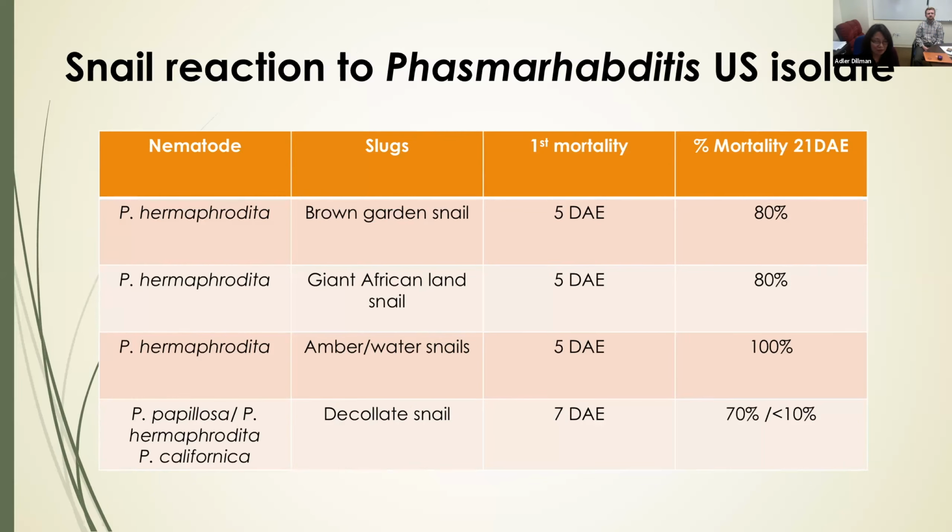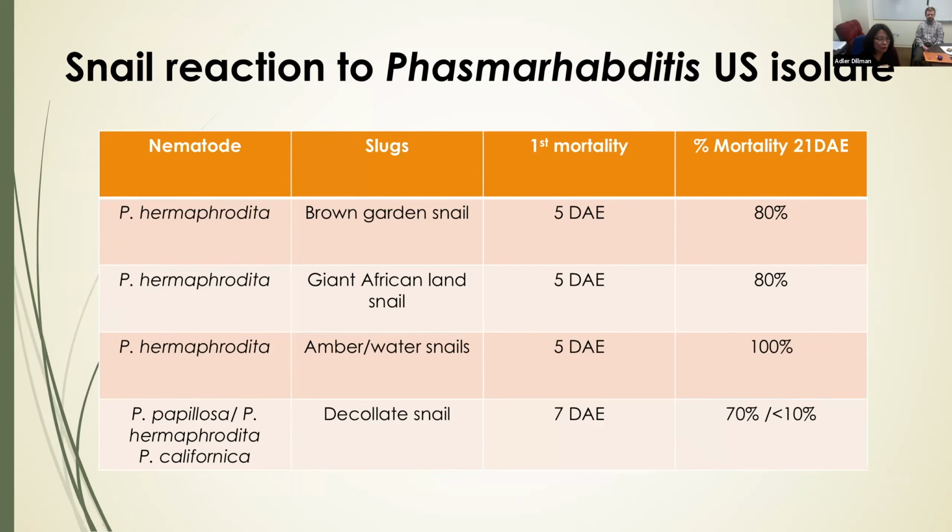Another snail that was tested is amber or water snails that are not really considered as pests, but they are considered nuisance pests or nuisance gastropods. And at the end of the 3-week observation, all of them died.